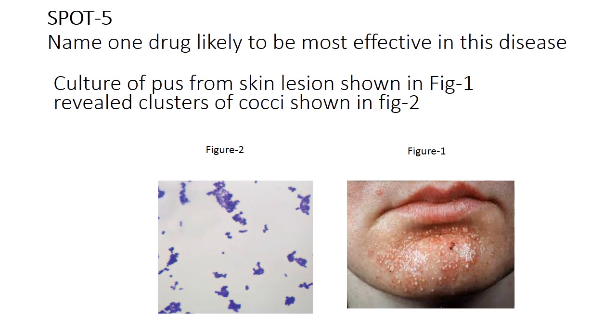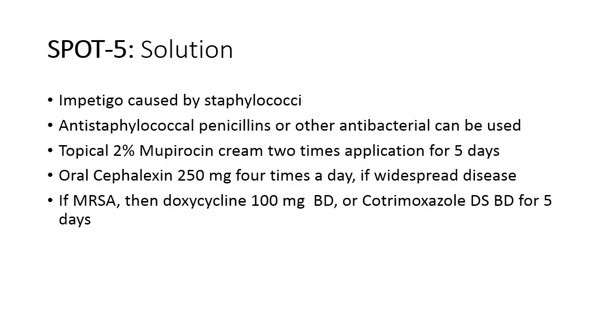Now, culture of the pus from this skin lesion revealed clusters of cocci as shown in the figure. Now, this cluster of cocci will be termed as staphylococci. So, it is a staphylococcus infection and it is called impetigo. And an anti-staphylococcal penicillin or any other anti-staphylococcal drug can be given.